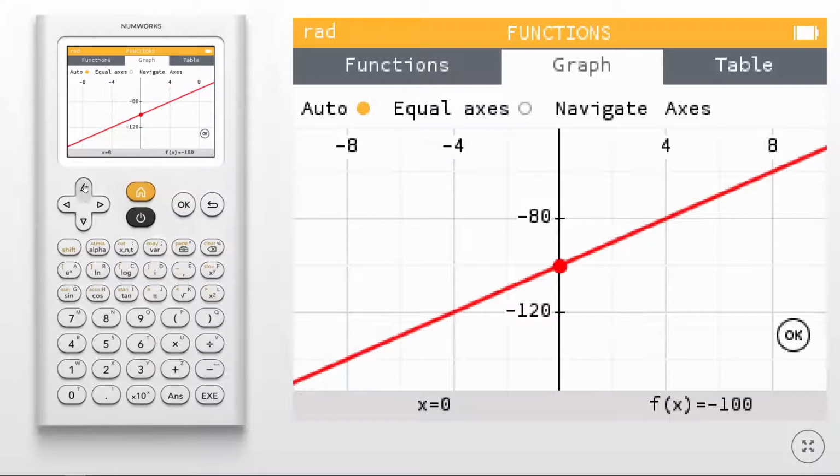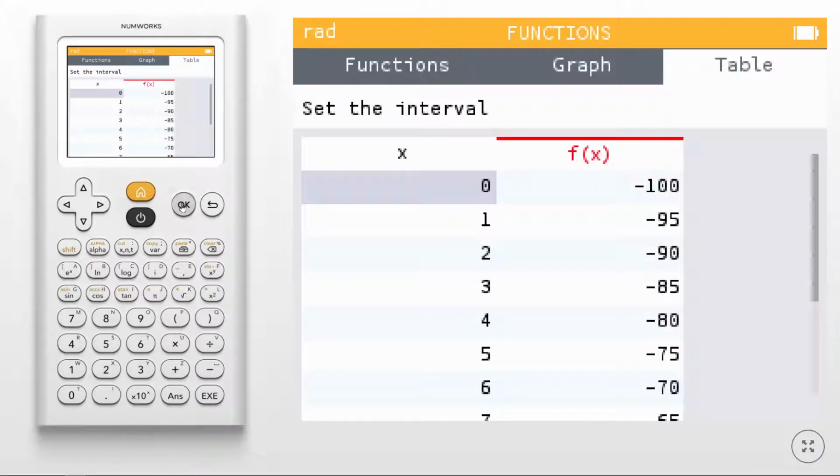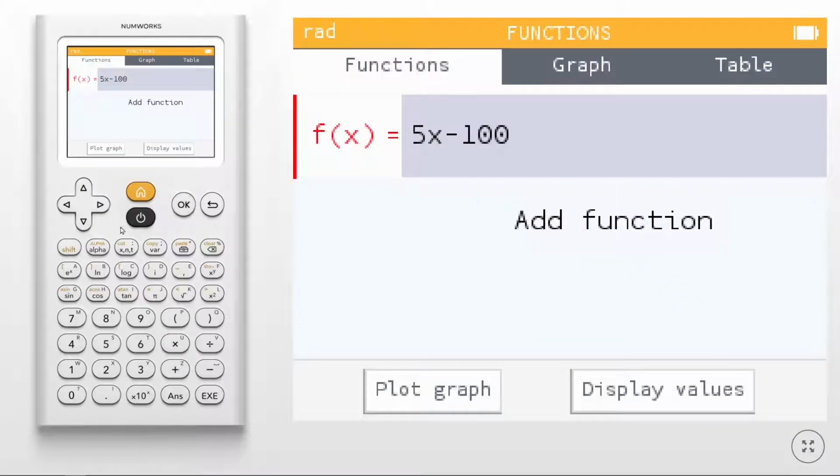Let's go back and add another function. By the way, you can cursor around and see different values of this. You can also go over to table. Oops, hit the up arrow a couple times, go over to table, and you can see function values as well. But let me go back up there and go back to functions and add another function.